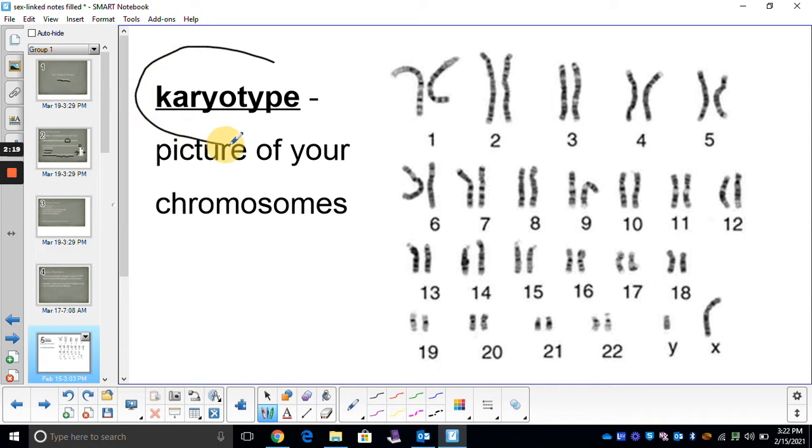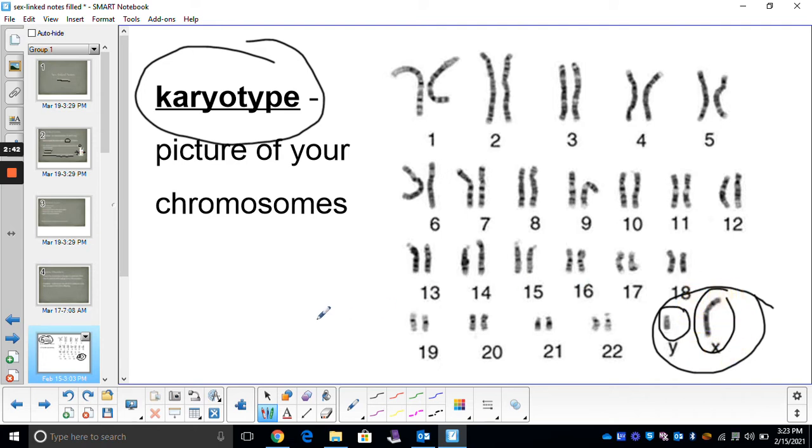A karyotype is a picture of someone's chromosomes. So you can see chromosome pairs 1 through 22, and this right here would be chromosome pair number 23. And you could probably figure out, if you have one X and one Y chromosome, then this person right here is a male. And you can see right here, ladies and gentlemen, the Y chromosome is not nearly as big as the X. So the X chromosome has much more DNA, which is why sex-linked traits are going to be very common here.